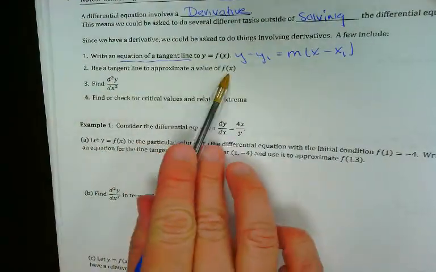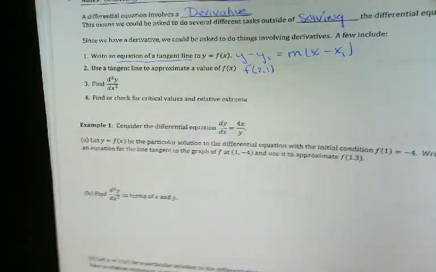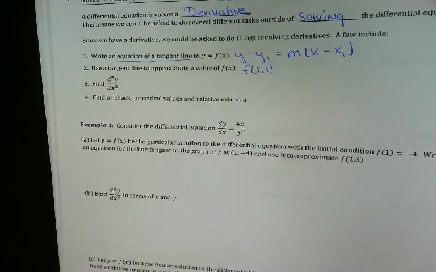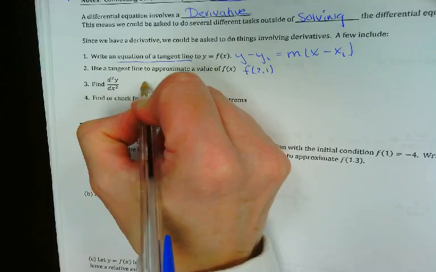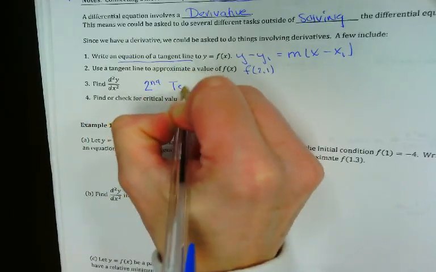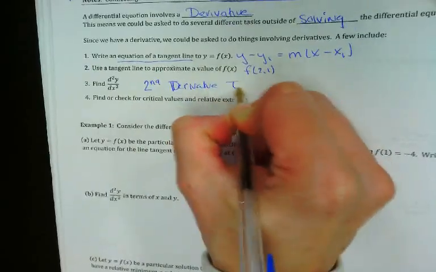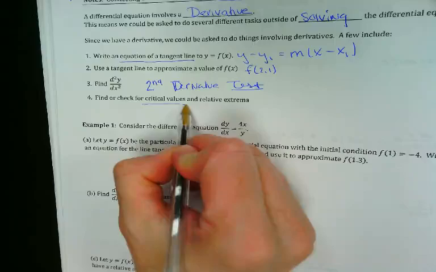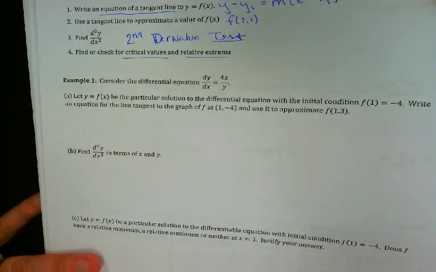Use the tangent line to approximate a value. So after you write that, you find, I don't know, f of 2.1 or something. Take the second derivative, so able to derive another function. And then with that, a lot of times you'll do the second derivative test, which is old stuff we've talked about. And then finally check for critical values or relative extrema. So we're not going to actually solve them today. We're going to practice some of the other techniques we'll see that we'll be asked to use.